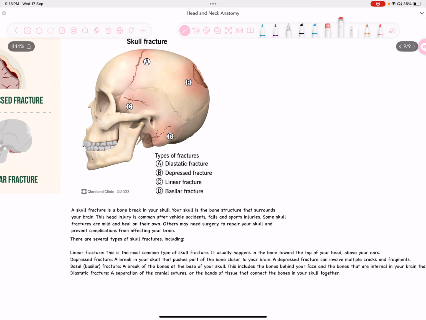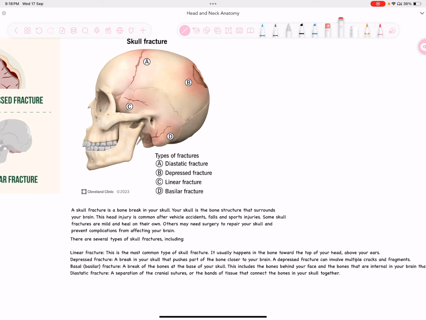A skull fracture is a bone break in your skull. Your skull is the bone structure that surrounds your brain. This head injury is common after vehicle accidents, falls, and sports injuries. Some skull fractures are mild and heal on their own. Others may need surgery to repair your skull and even prevent complications from affecting your brain. So, they might need surgery.